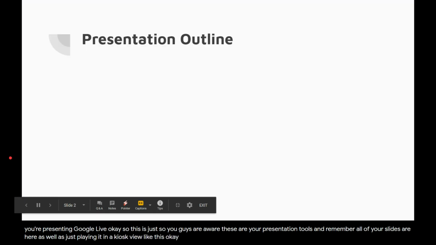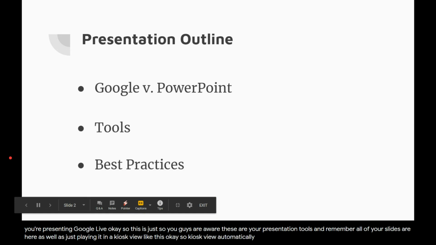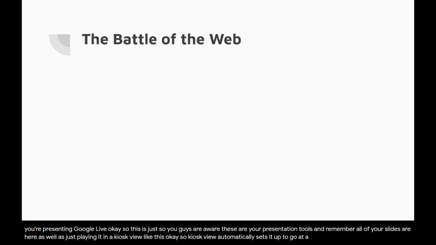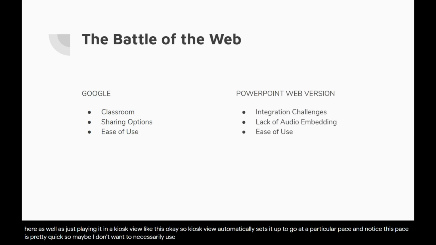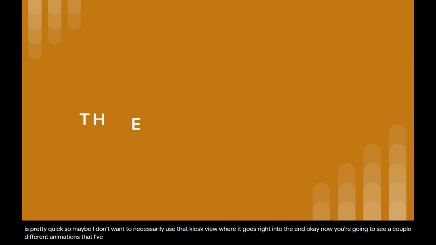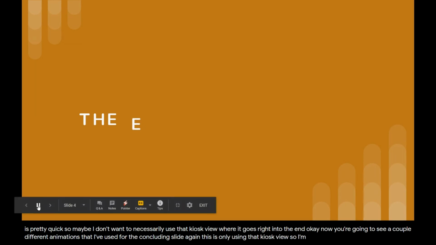Okay, so kiosk view automatically sets it up to go at a particular pace. And notice this pace is pretty quick. So maybe I don't want to necessarily use that kiosk view where it goes right into the end. Okay, now you're going to see a couple different animations that I've used for the concluding slide. Again, this is only using that kiosk view. So I'm going to pause that kiosk view.